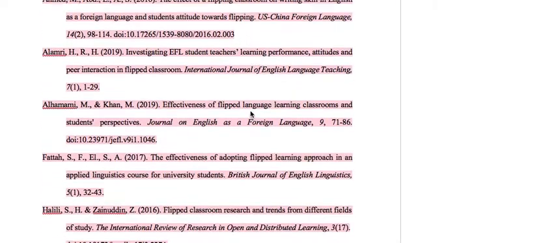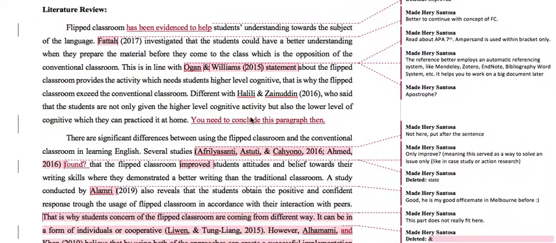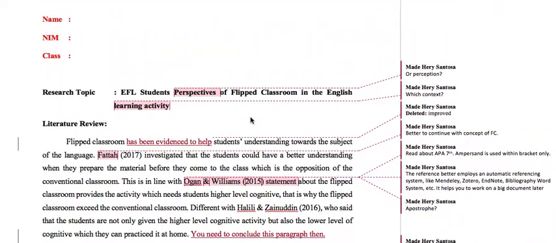Okay, this is a good start, a good topic, but the review is not really strong at the moment. It's just a starting point, but this is a good start for you.